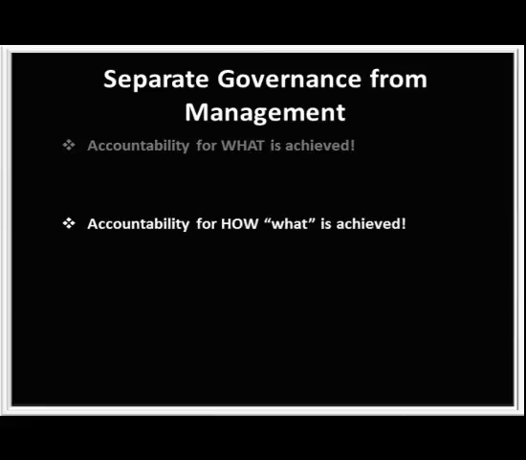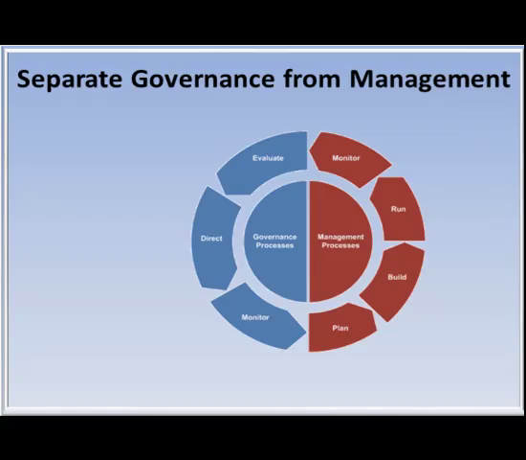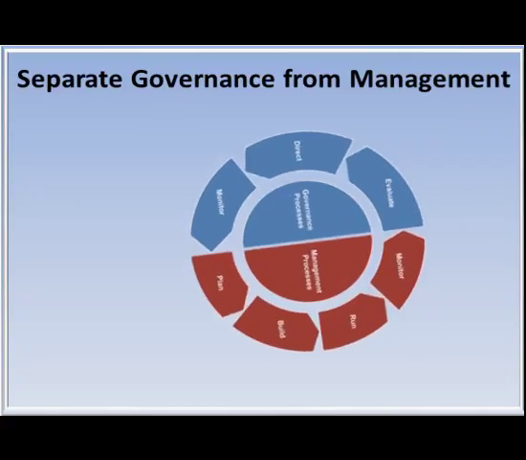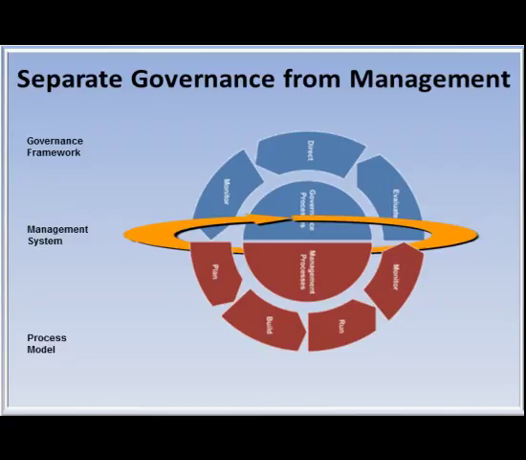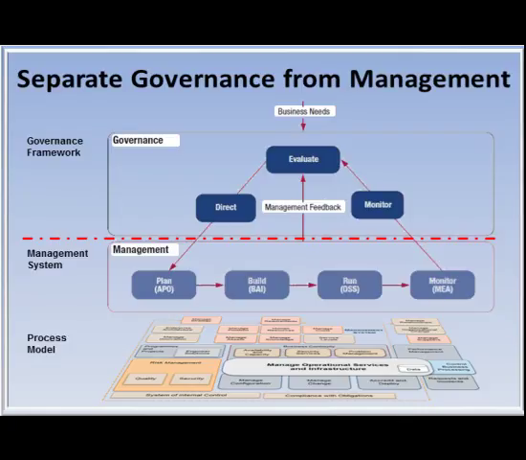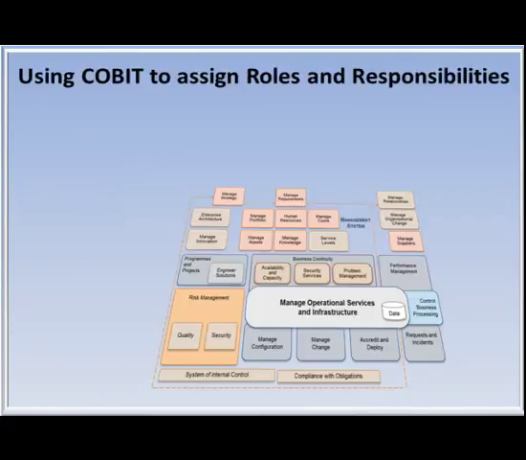The fifth COBIT principle is about separating governance from management. Note that governance is about accountability for what is achieved, while management is about accountability for how what is achieved. Governance and management are separate domains. It's important that those who govern do not step over the line and become involved in the management of information and technology. These 5 principles are the foundation of COBIT 5 and form the basis of developing a governance and management system.